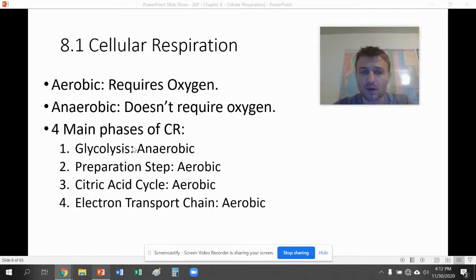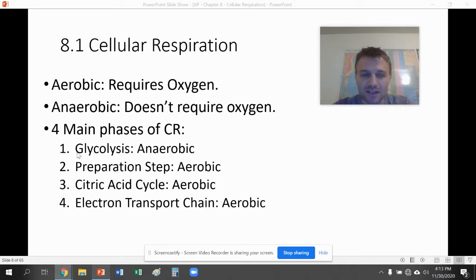Our 4 steps in order, and yes, you have to know these, are glycolysis, prep step, citric acid cycle, and the electron transport chain. I probably after this will change the citric acid cycle to the Krebs cycle. You should know that those are interchangeable. Yes, there are a couple names for each one of these, just because scientists like to name things, but just understand that these are the processes in order, and you should know those by the end.